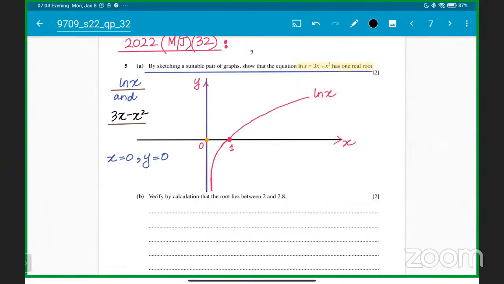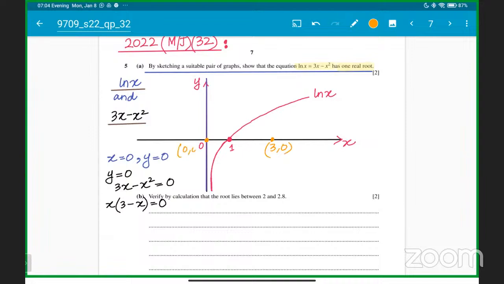And what can be the other values for this? When y is 0, you can get more values as well, okay? So just solve it. 3x minus x squared equals 0. So you can take x common. So it will be x times 3 minus x equals 0. So we got the two values. When x is 0, y is 0. But when x is 3, y will also be 0, okay? You can plug in the value.